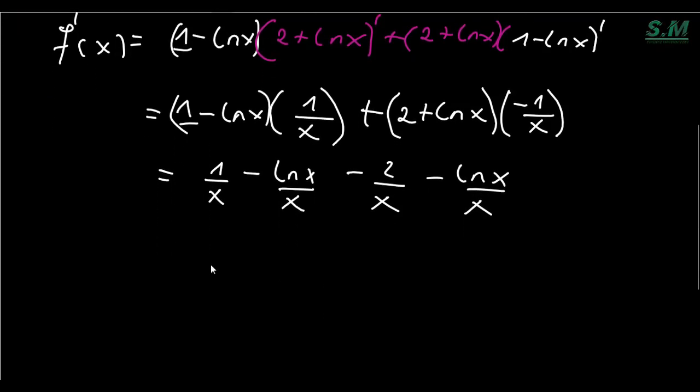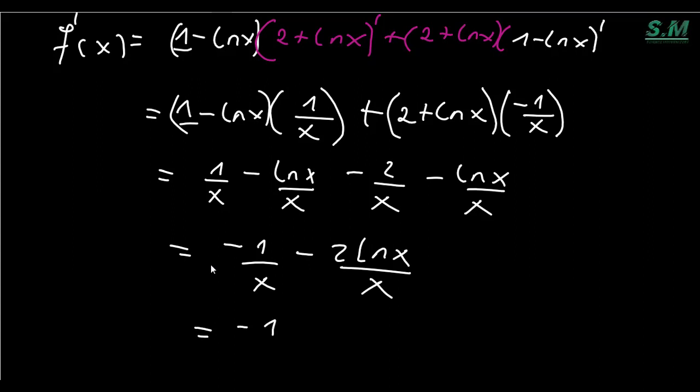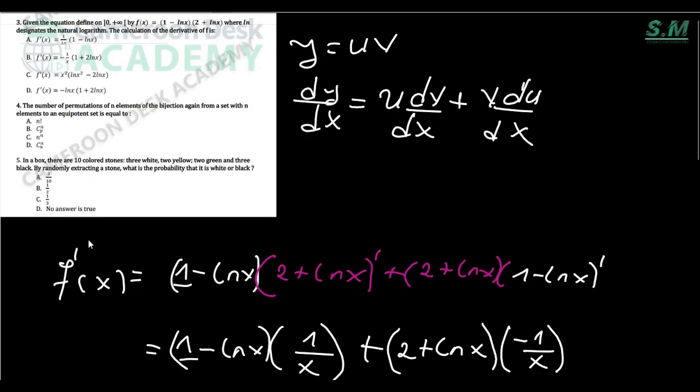So 1 on x minus 2 on x is going to give us negative 1 all over x, minus ln x on x minus ln x on x will be negative 2 ln x divided by x. So we can factor out negative 1 all over x into 1 plus 2 times the natural logarithm of x. So let's verify the option. The correct option there will definitely be option B.